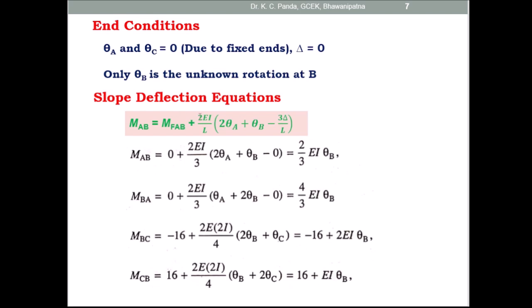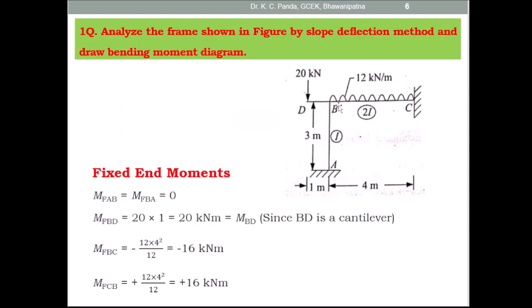So first you write down the slope deflection equations. As you know, the slope deflection equation is MAB equal to MFAB plus 2EI by L into 2 theta A plus theta B minus 3 delta by L. So here you find MAB, MBA, then MBC, MCB.